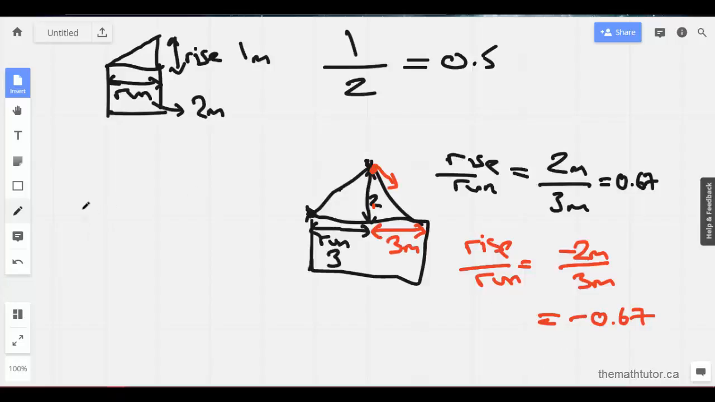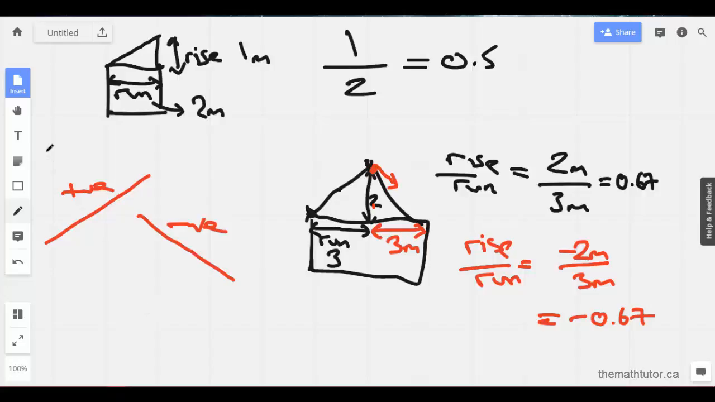So another thing to watch out for, if a line goes roughly like that, sort of up to the right, then it has a positive slope. If a line goes left to right and falls, it has a negative slope. Those are the biggies to remember from that.